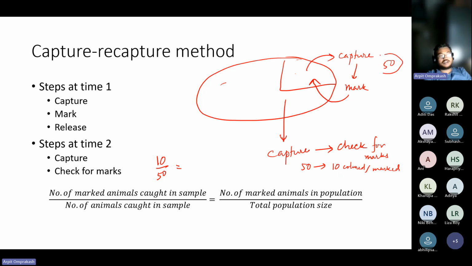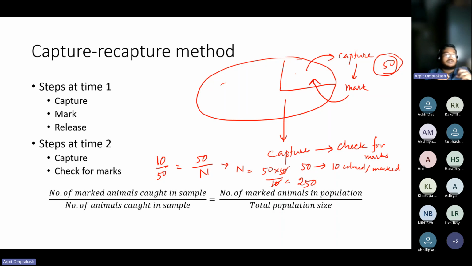The first time we marked 50 individuals. So 50 divided by N, which is the population size. From this equation, we get that N is equal to 50 times 50 divided by 10, which is basically 250. So this is how the recapture method works.